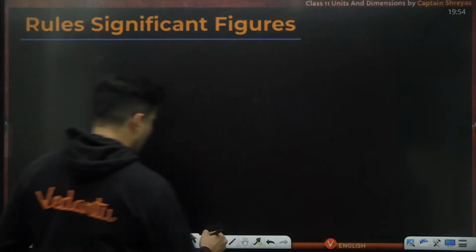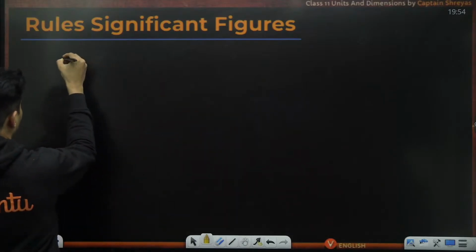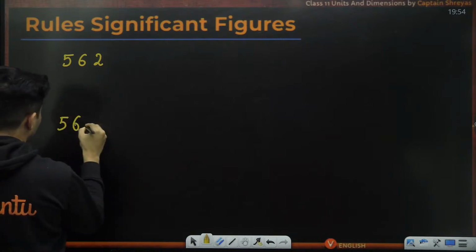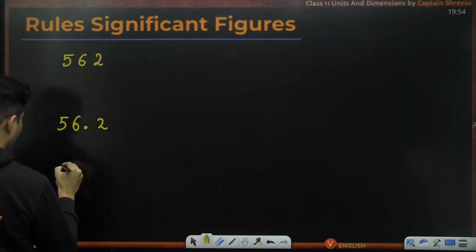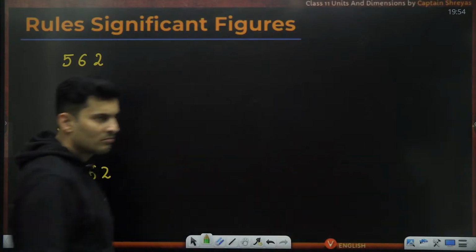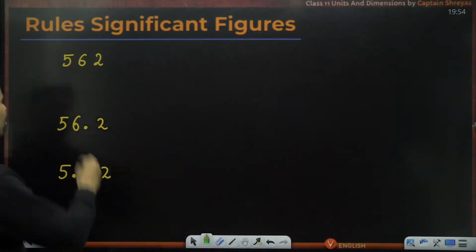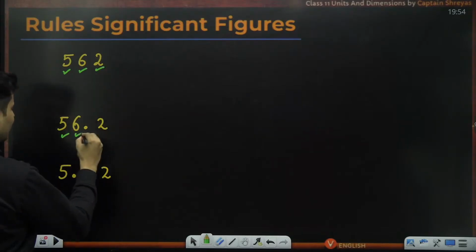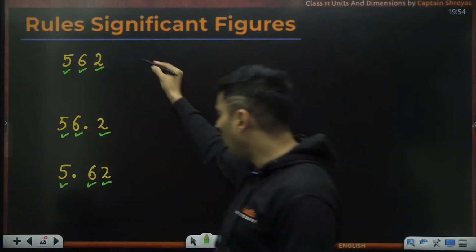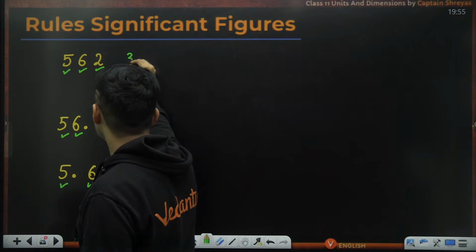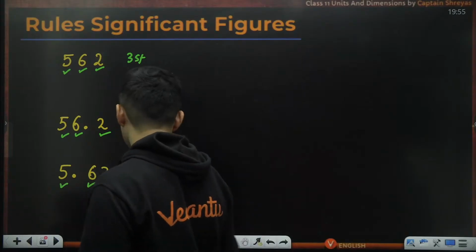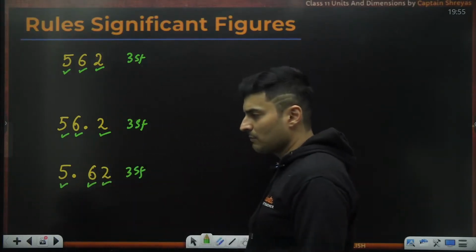Let's take examples. Simple, guys. Observe. If I have a number like 562, or a number like 5.62, or a number like 56.2. Whenever you have non-zero digits, every time all numbers are significant. So 5, 6, and 2. Forget about where the decimal is. They are all going to be significant. So all of them have basically three significant figures. Always. Fair enough.